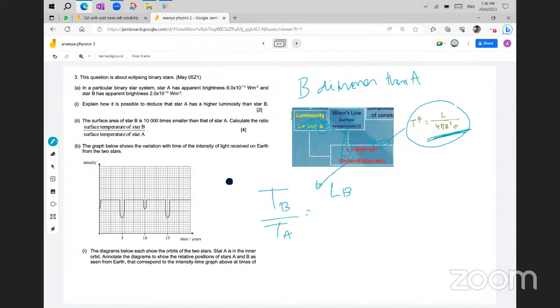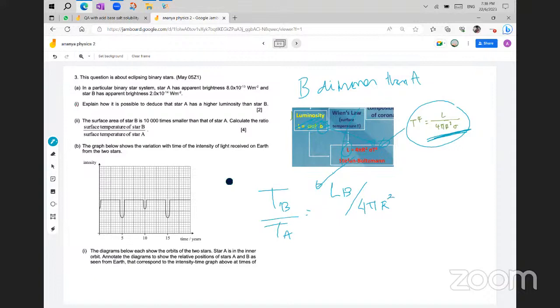And luminosity means what? Tell me. The actual brightness of the star. Actual brightness. That's wonderful. Now, the R. What does R mean here? Radius of the star, right? The radius of the star.